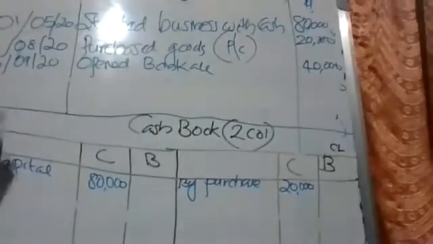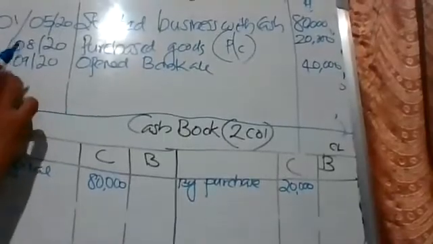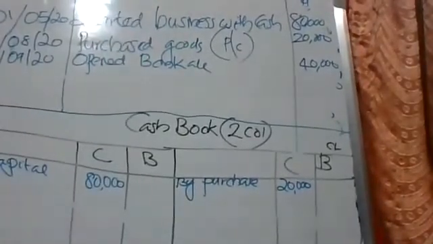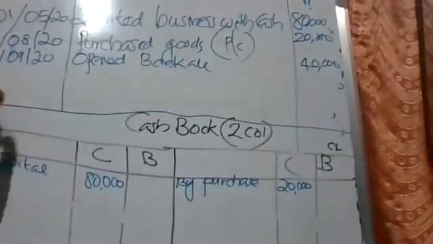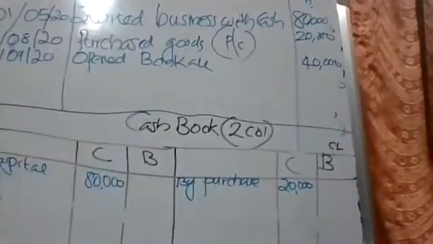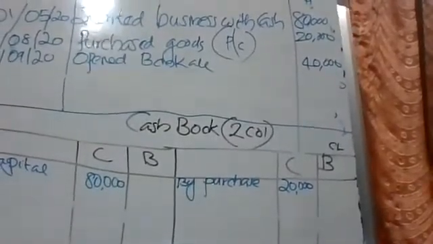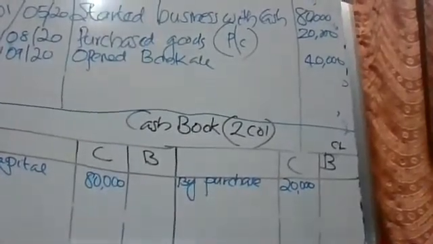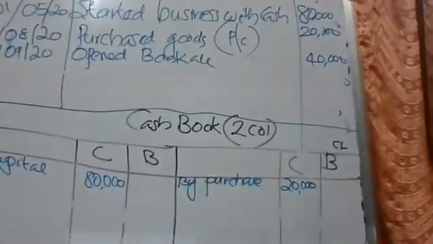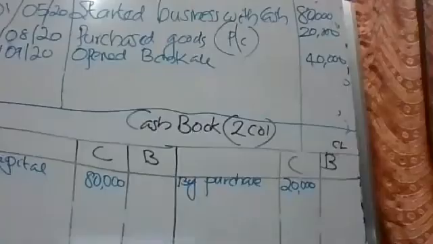Sir, date 1 second, sir. Okay, I will tell you. 15th September. Opened bank account. What does it mean? We went to bank and deposited cash for opening an account. So what will be journal entry? The same matter will be appearing in different ways. You should be familiar with all these types of expressions. Okay.